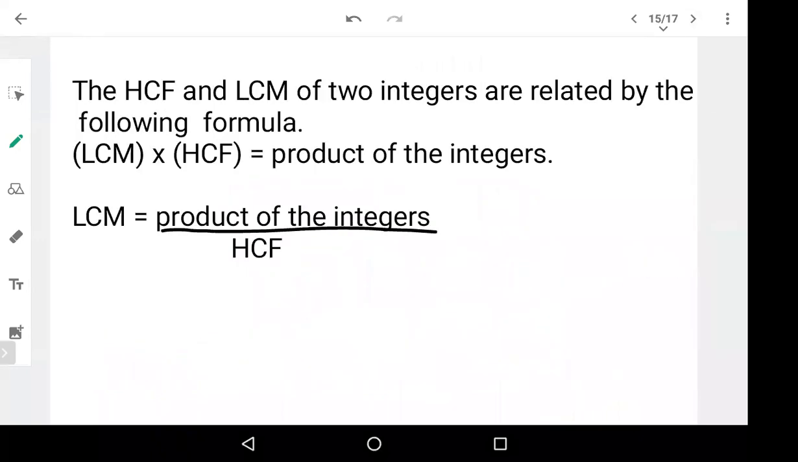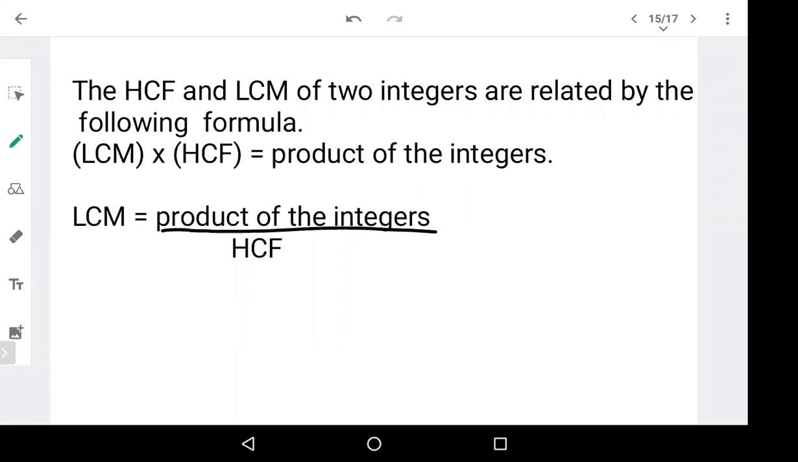Now, the next concept under the same HCF and LCM, probably the last concept here, is when you have both LCM and HCF given. There are quite different types of problems that we will be solving. Not too complicated. We'll just understand each of them one by one. Firstly, the HCF and LCM of two integers are related by this formula.